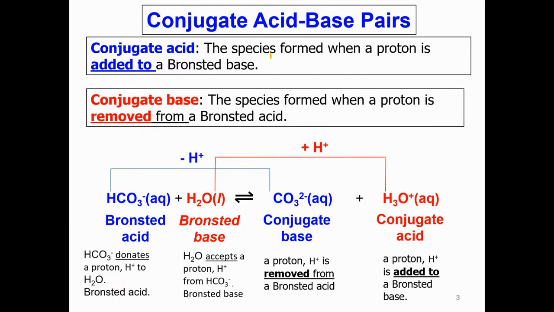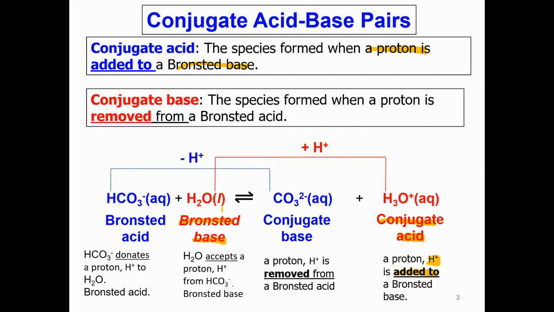conjugate acid is the species formed when a proton is added to a Bronsted base. Okay, what is this meaning? Let's look at the reversible reaction equation. We have conjugate acid, Bronsted base. It is stated that conjugate acid is a species formed when a proton is added to Bronsted base. So let us compare Bronsted base and conjugate acid.